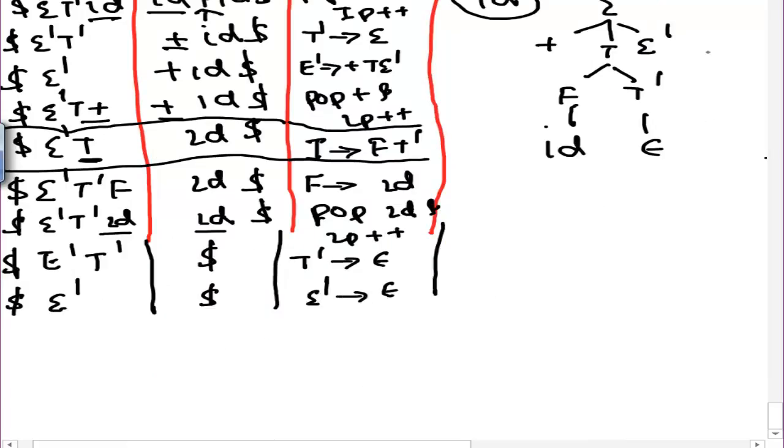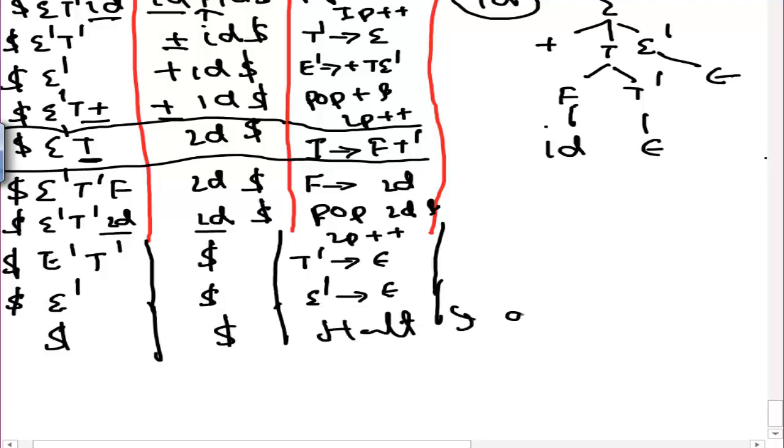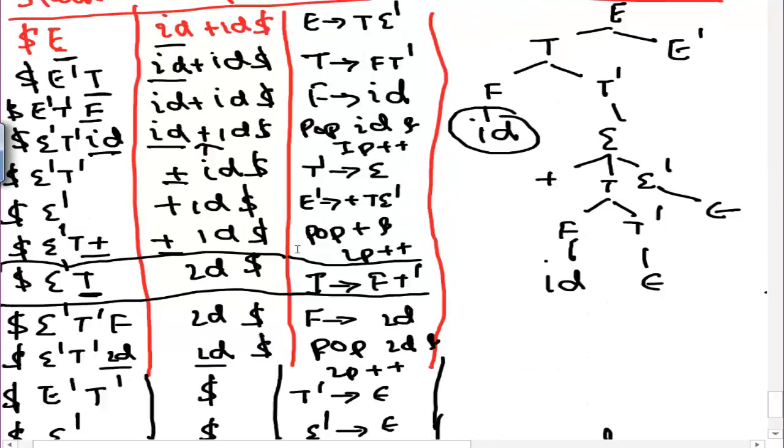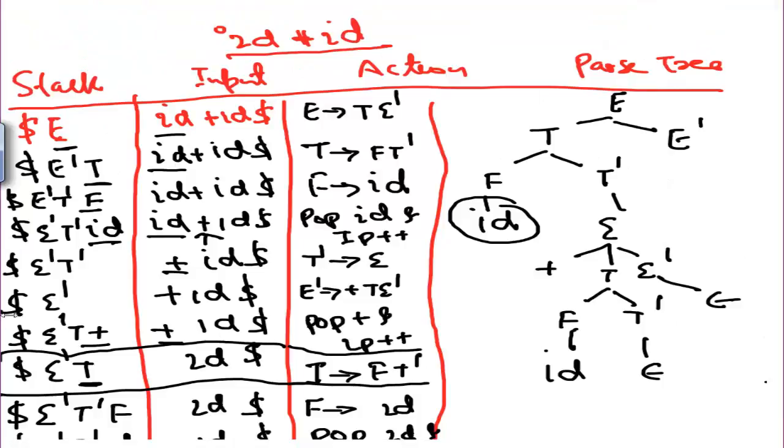What does that mean? This E prime goes to epsilon because I'm done with the string, but I'm not done with my algorithm here, because now I pop the E prime, so I got a dollar and a dollar. When dollar is on the stack and dollar is in the input, I'm going to say halt and I am done, right? It's a happy ending because the input was perfectly according to my grammar.